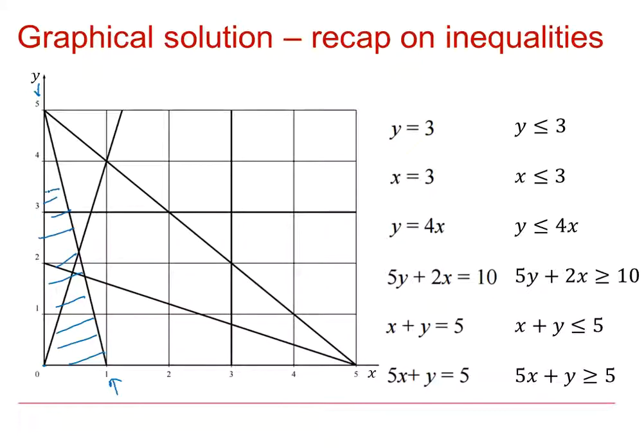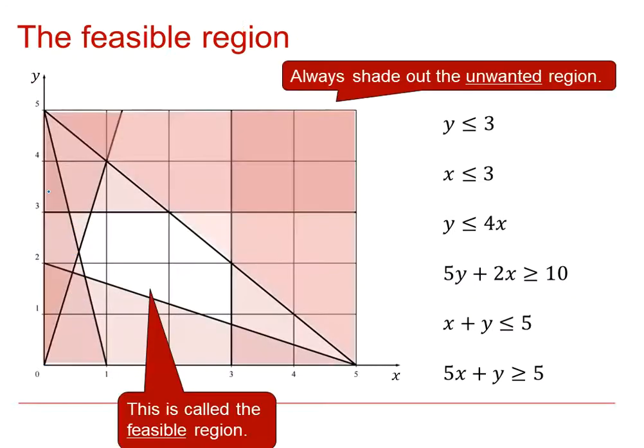Always check each line very carefully. If I put them all together now, we have that. They are the 6 constraints. Always shade out the unwanted region for each one as you're going along, and you should end up with an unshaded region, which is called the feasible region. Our solution is somewhere inside the feasible region.